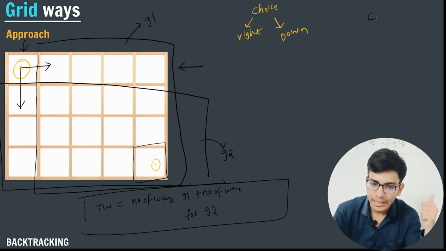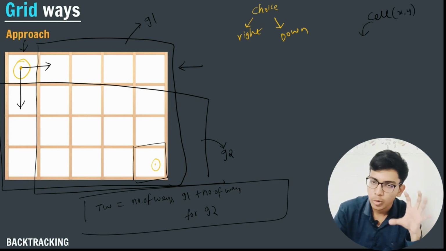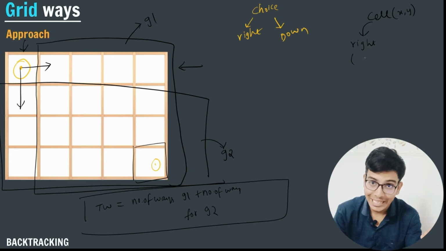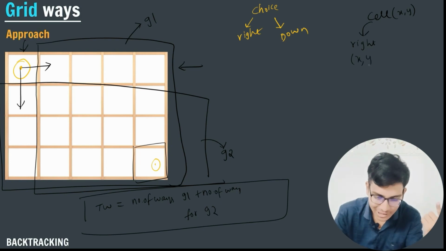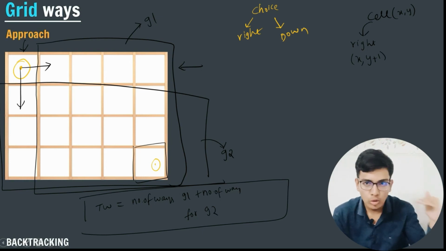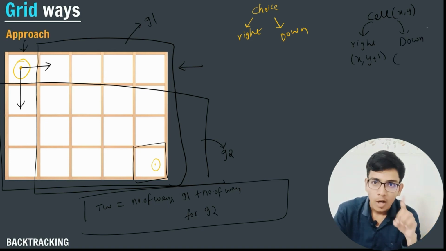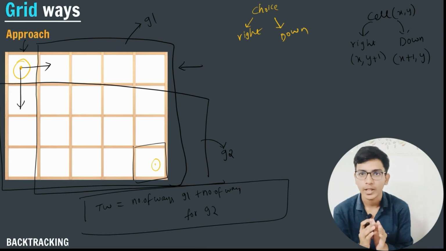Now, what I told you is that at every cell we are making a choice. Let us consider that the present cell is x comma y. If I choose to move right, then what is going to change? The row will be the same, but the column will increase. If I choose to move down, then the column will be the same, but the row will change. Here it is x plus 1 comma y. Okay, so these are the things.